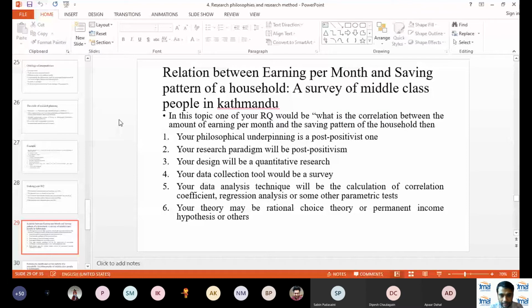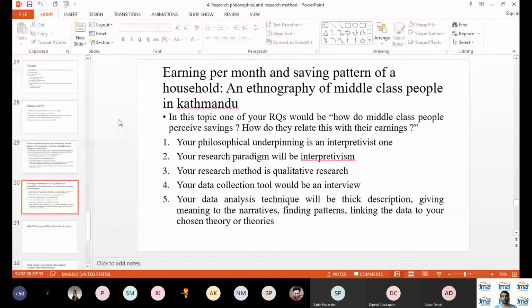Okay, and this same title can be studied another way. If your research question is how do middle class people perceive saving, how do they relate this with their earning, if your research question is on how and why, it mostly focuses on interpretivism. Okay, your philosophical underpinning is interpretivist, your research paradigm will be interpretivism, your research method will be qualitative, the data collection tool and technique that you are going to use is in-depth interview, and the analysis technique will be thick description. This is related to economics.